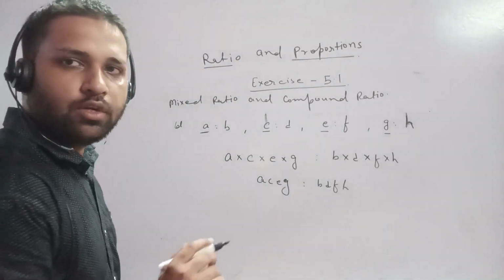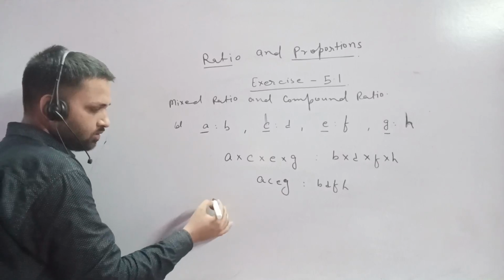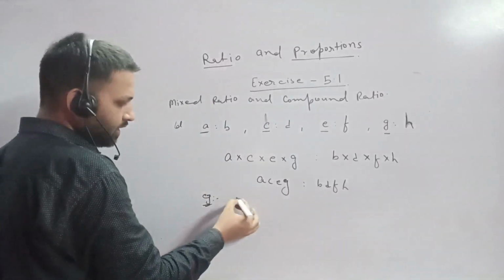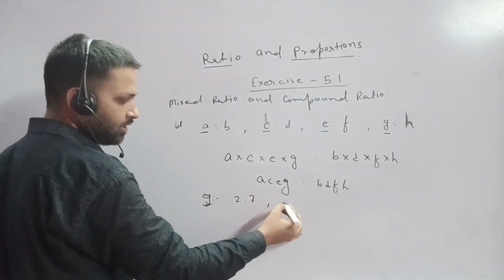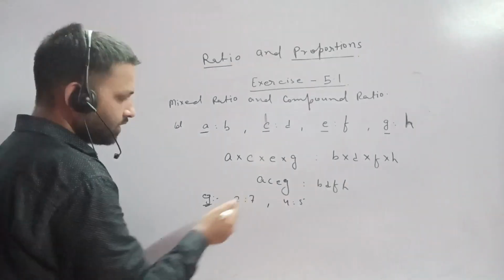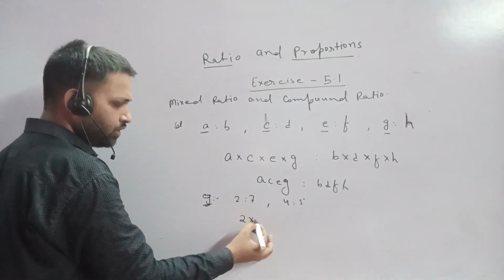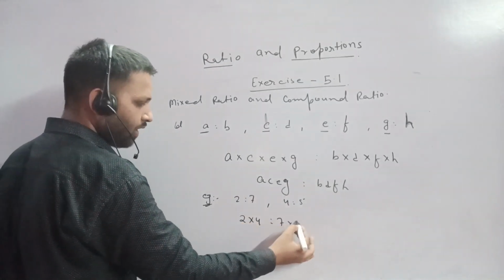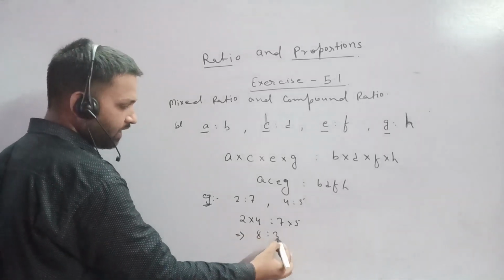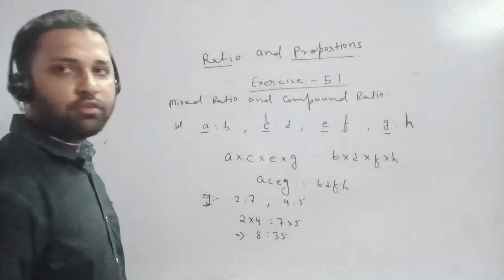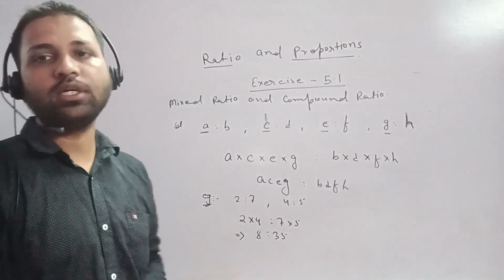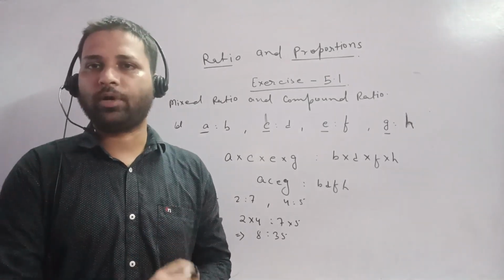See one problem, an example. Take a ratio 2:7 and another ratio 4:5. We have to find the mixed ratio. Then multiply 2 into 4 is to 7 into 5. You get a new ratio 8:35. 8:35 cannot be simplified further, so it is the final ratio and it is the mixed ratio or compound ratio.